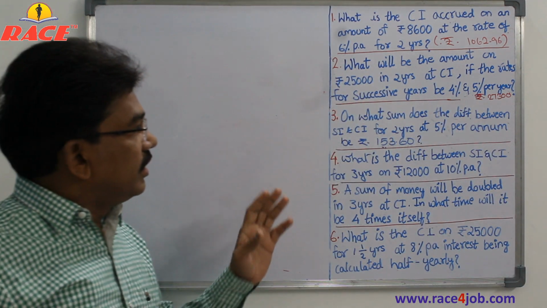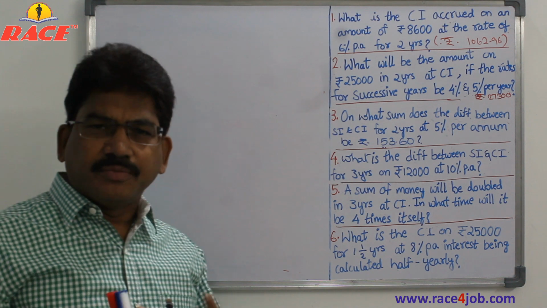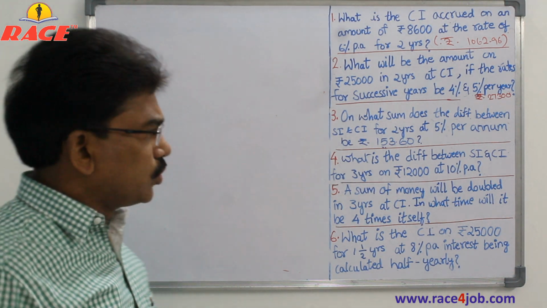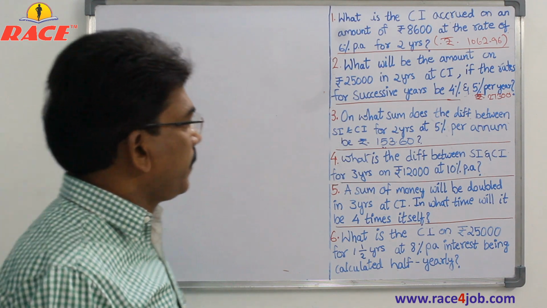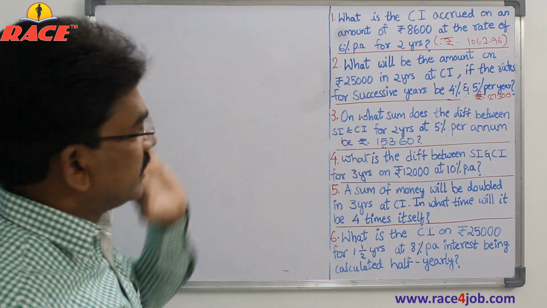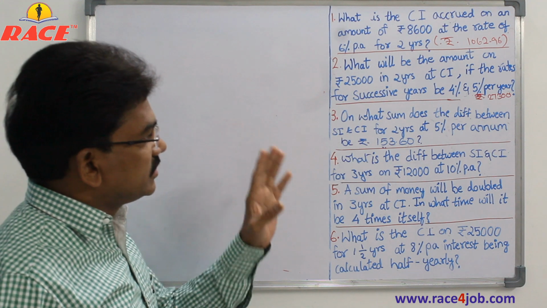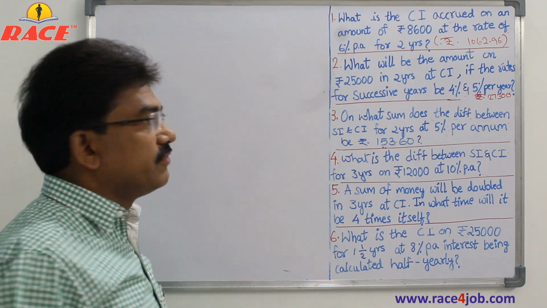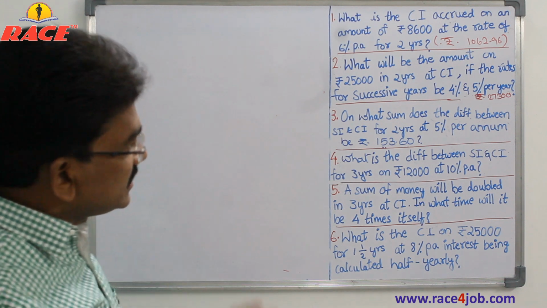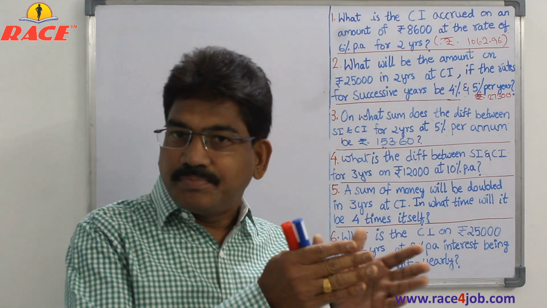Okay. Next one is the difference between simple interest and compound interest for 2 years. As I said, we have a formula for these things, I'm just giving it to you now. He's asking for the 2 year difference. On what sum does the difference between simple interest and compound interest for 2 years at 5% per annum be 153.60? He has given the difference and he is asking us the principal.